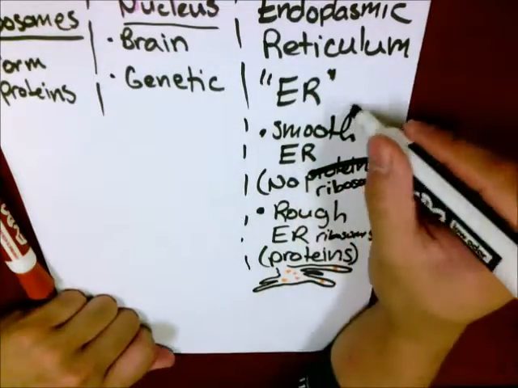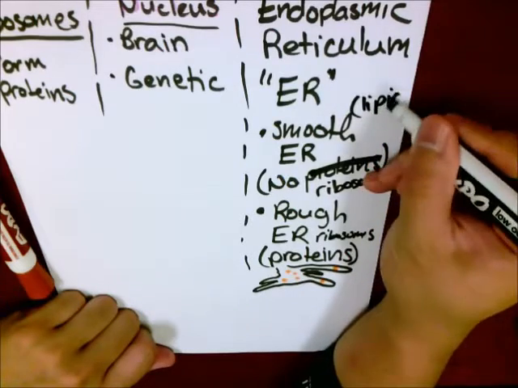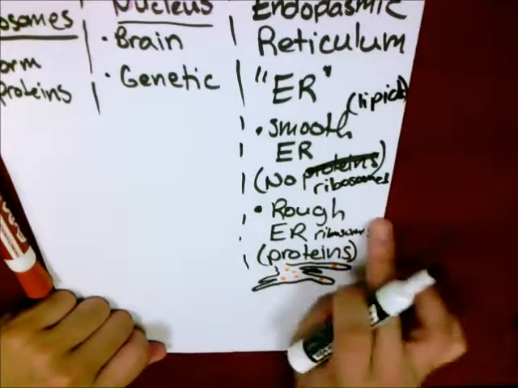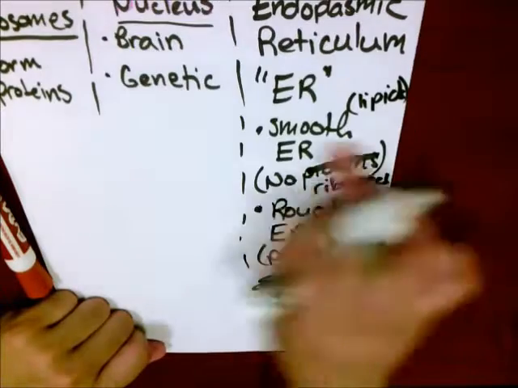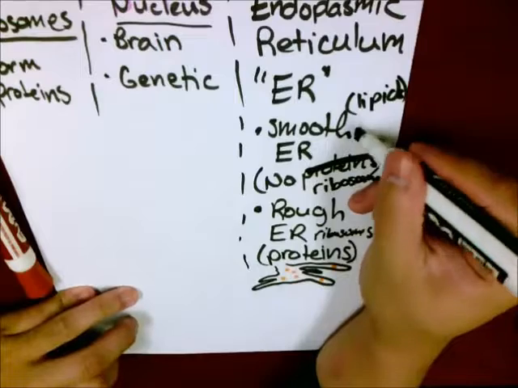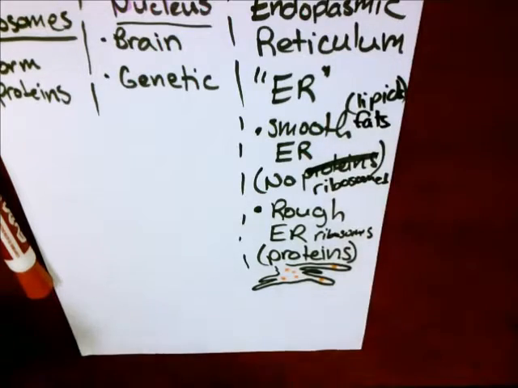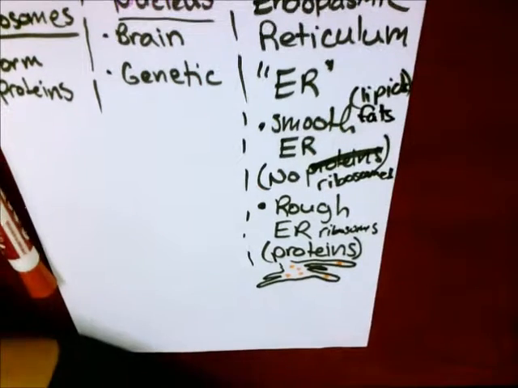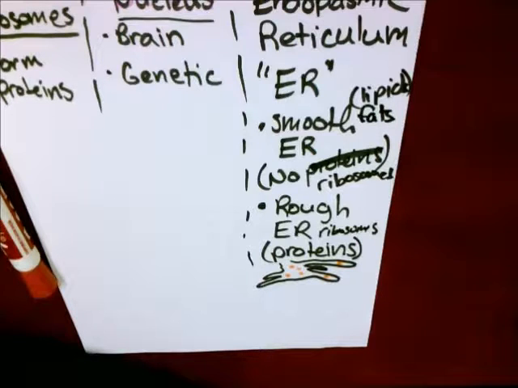Smooth ER makes fats or lipids. So you can think of these as opposites. The rough ER, proteins. Smooth ER, lipids, or fats. If it makes it easier to remember, just remember they're fats. Okay, let's go ahead and move on.